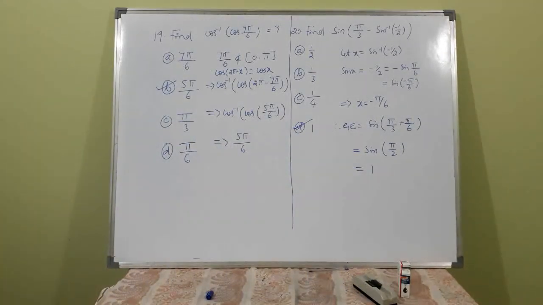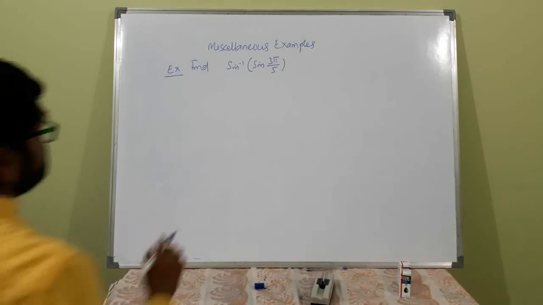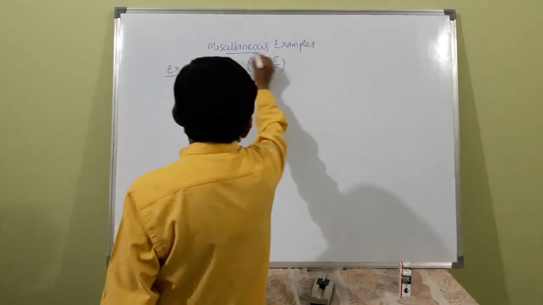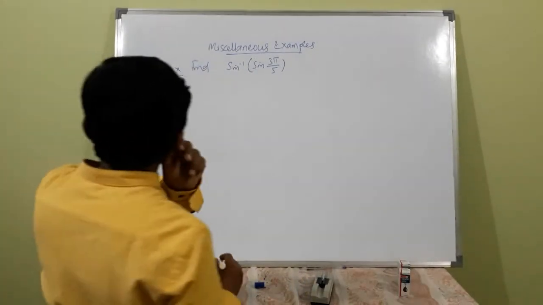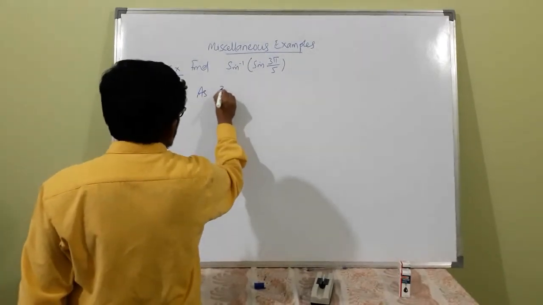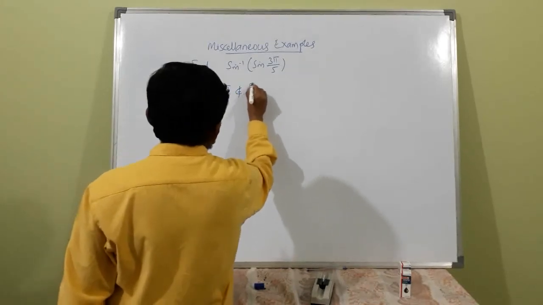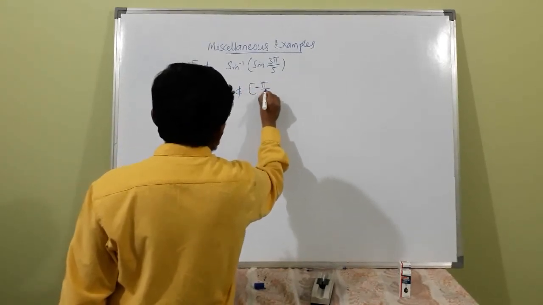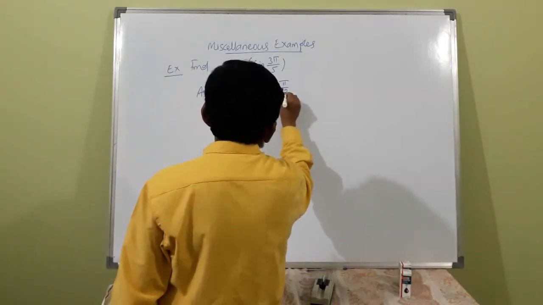So this completes the 2.2 exercise. Miscellaneous examples. Find sin inverse of sin 3π by 5. This is again of the same type, as 3π by 5 does not belong to the principal value branch of sine inverse.